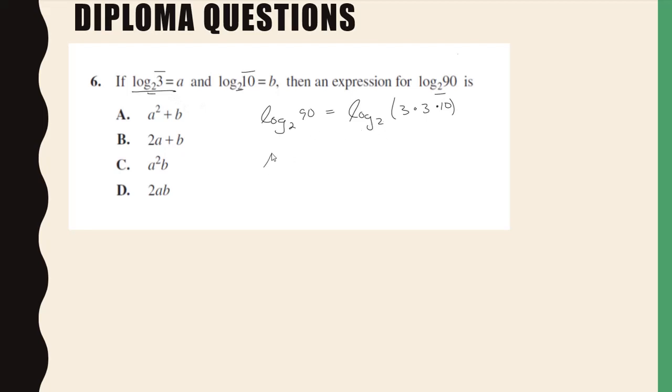So I want to keep these log base 2, and I'm actually going to use the product law to split this up. So we get log base 2 of 3 plus log base 2 of 3 plus log base 2 of 10. And then we go look. Okay, log base 2 of 3 is actually represented by A, so that's A plus A, and then log base 2 of 10 is B. So then we have 2A plus B. So our answer is B.